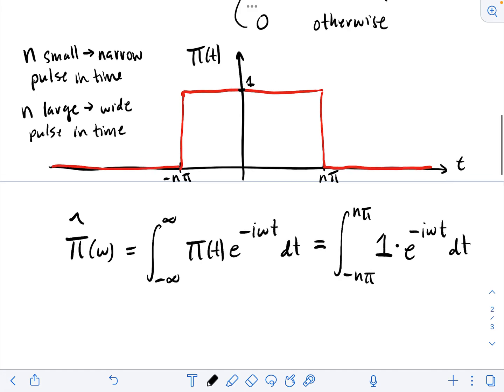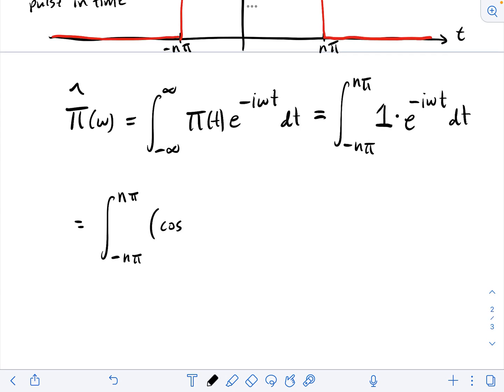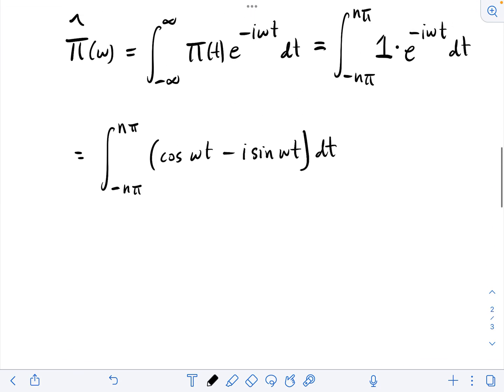So that's fine. Then what I'm going to do, before doing my integral, is use Euler's equation to express e to the minus i omega t in terms of trig functions. And so what we'll have to do is integrate from minus n times pi to plus n times pi. And this complex exponential we could write as cos omega t minus i times sine omega t, and then integrate with respect to time.